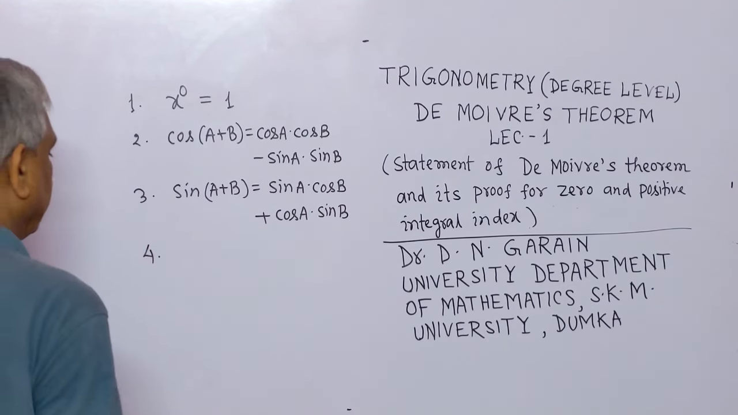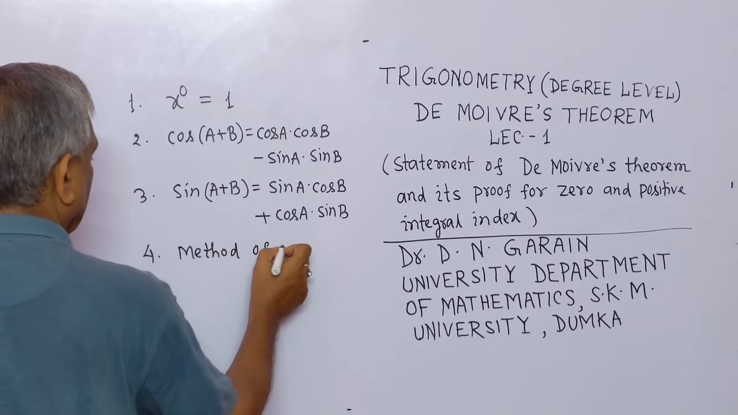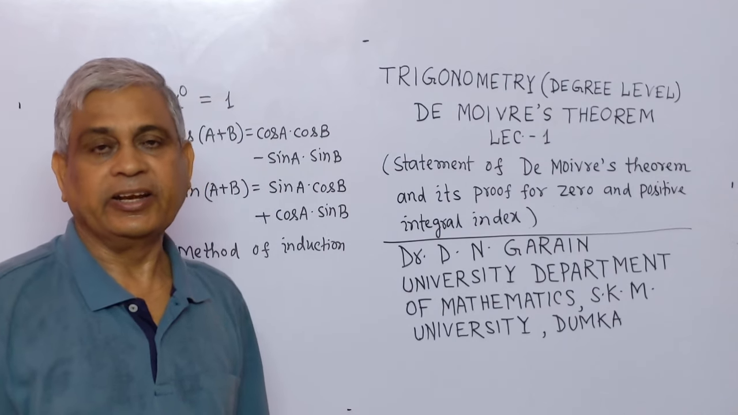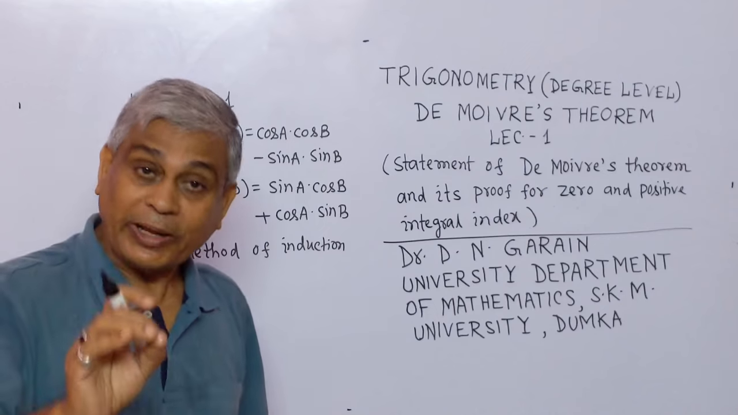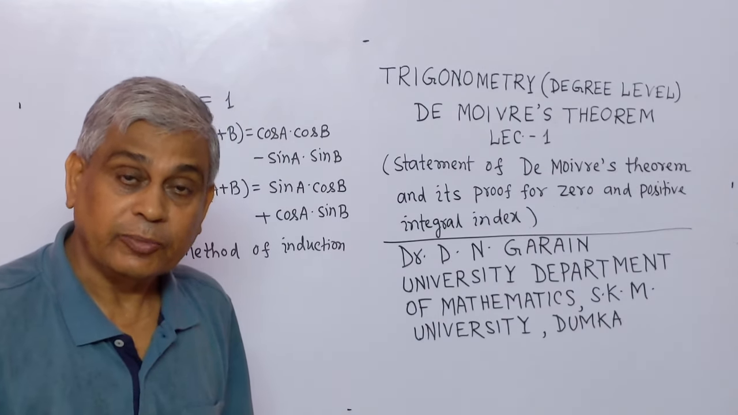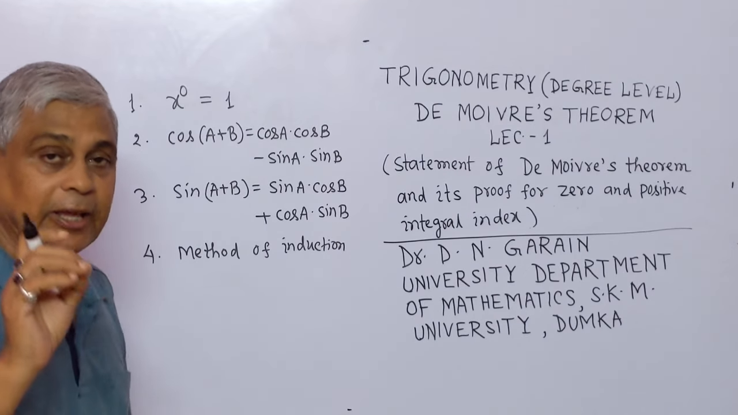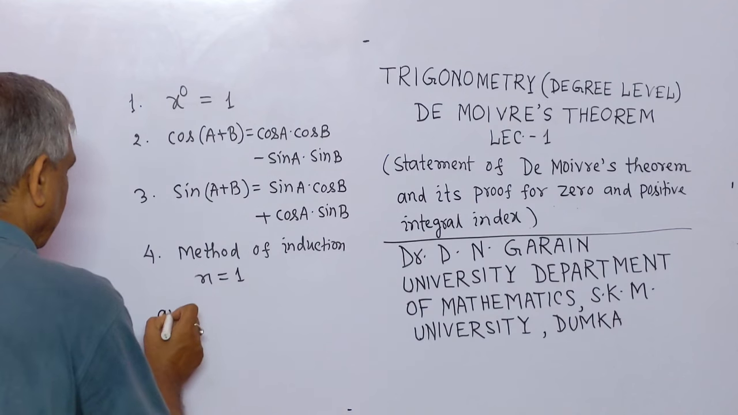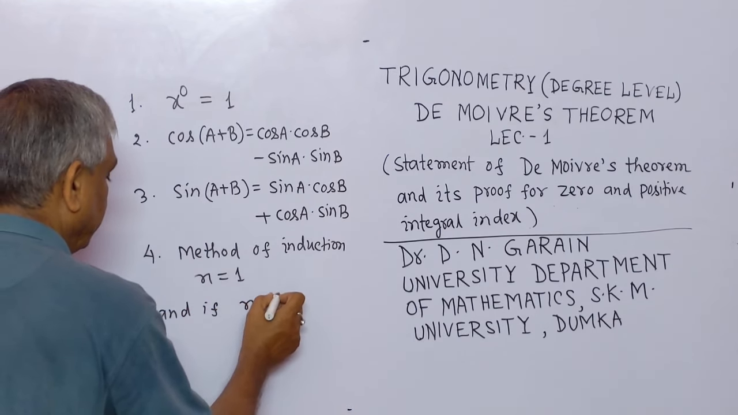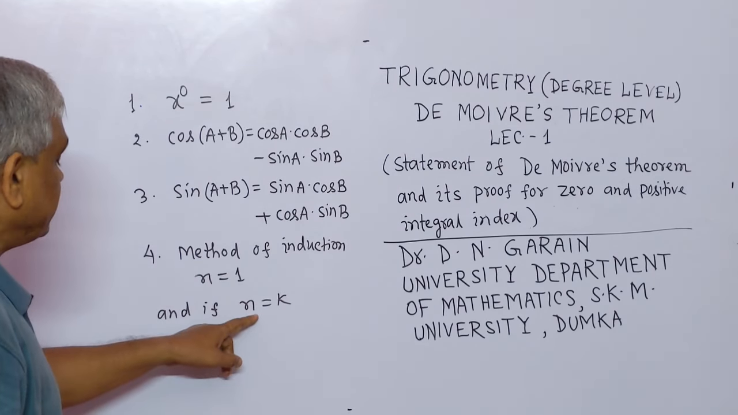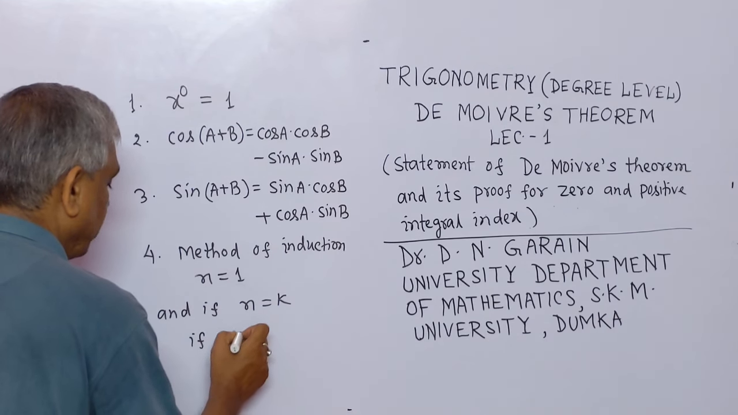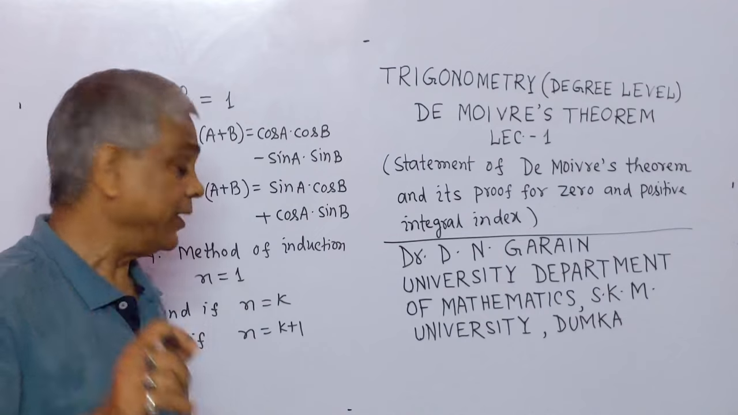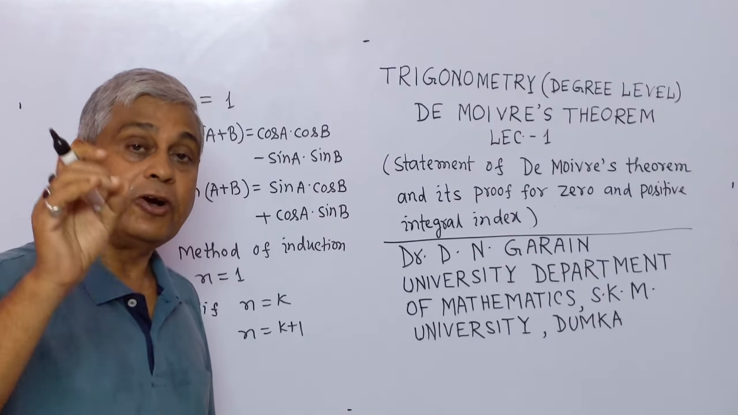Number 4 concept, method of induction. We prove mathematical theorems by the method of induction. It is a very strong tool of mathematics by which we prove many theorems. This method says that if any statement is true for n equal to 1, and if it is true for n equal to k, and on the basis of this, it is true for n equal to k plus 1, then the statement is true for all n, small n belongs to capital N. Capital N is the set of natural numbers.